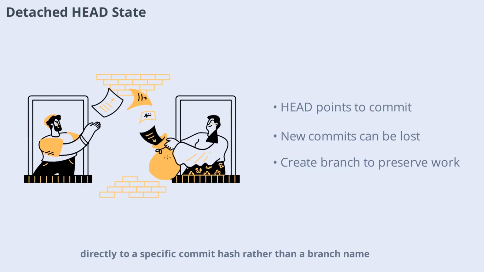Detached HEAD state in Git means your workspace points directly to a specific commit hash rather than a branch name. Any new commits made in this state won't belong to a branch and can be lost. In AI projects, if you check out a previous commit to test an older model version, create a new branch immediately to safely make changes and preserve your work.